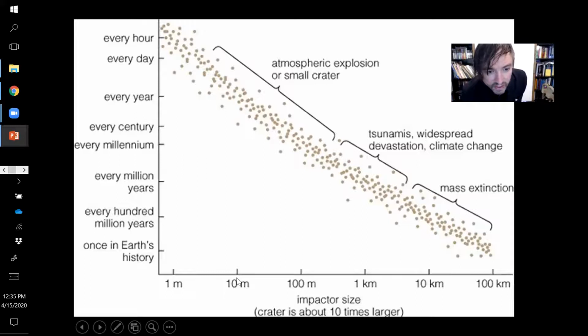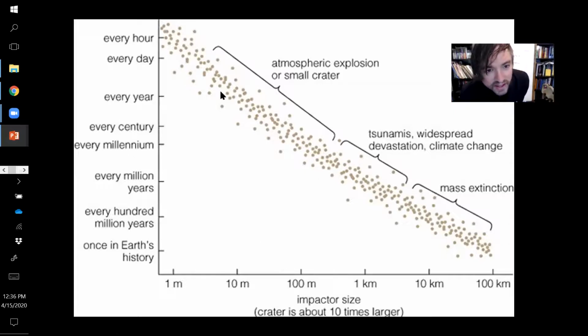But as soon as you get to about 10 meters, which we get struck with every year or so, those things are capable of making it to the ground and creating small craters or powerful atmospheric explosions. Every 1,000 years to every 1,000,000 years, you might get hit with a big boy, something 1 kilometer in size, and that's capable of wiping out some dinosaurs, causing climate change, making giant tsunamis. And maybe every 100 million years, maybe every 1,000,000,000 years or so, a few times in Earth's history, you get hit with the real big boy. This is something bigger than 10 kilometers. And that's sort of game over for most organisms on Earth. That's a mass extinction sized object.